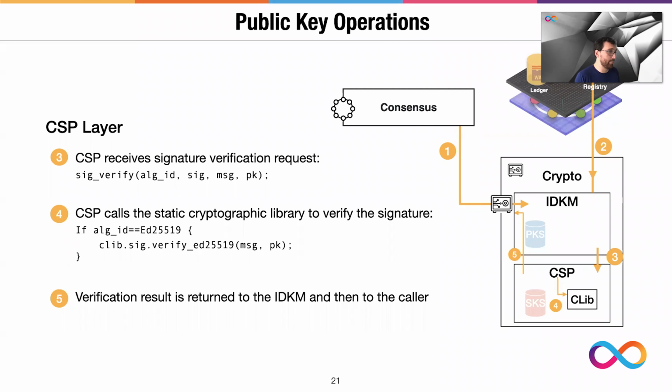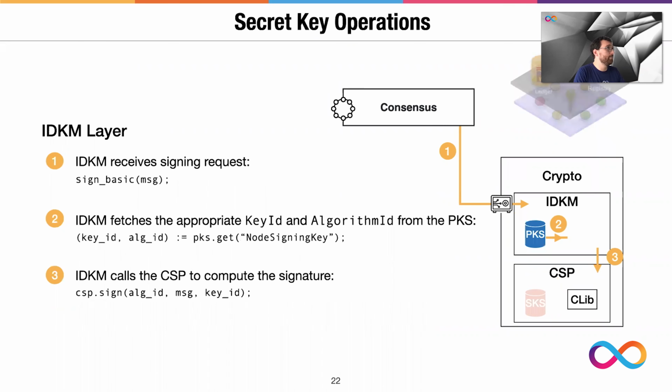The cryptographic library will just return whether the signature is valid or not, and then the result will be returned to the IDKM layer and eventually to consensus. And so this is how we perform most public key operations. If you look at the secret key operation, this is also happening in a very similar way.